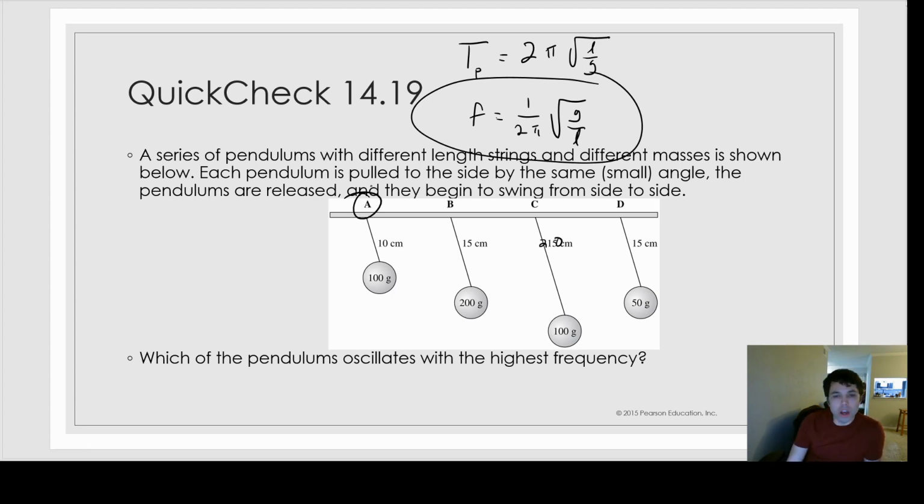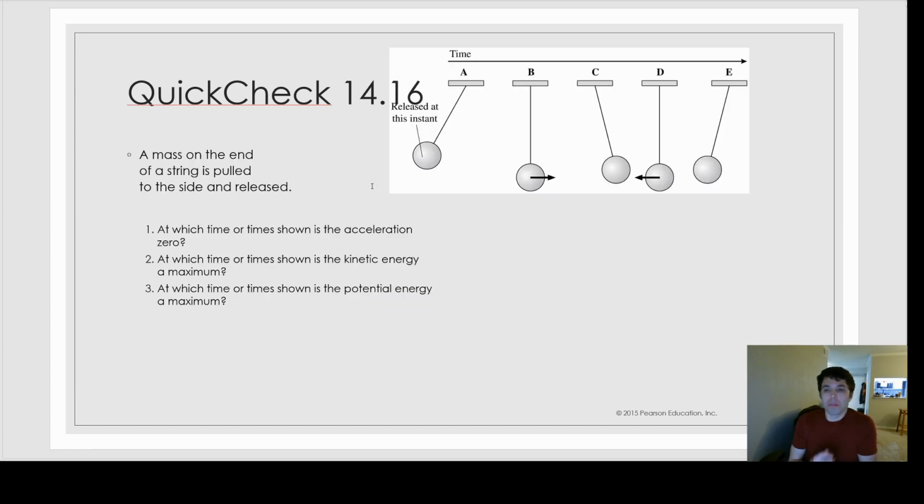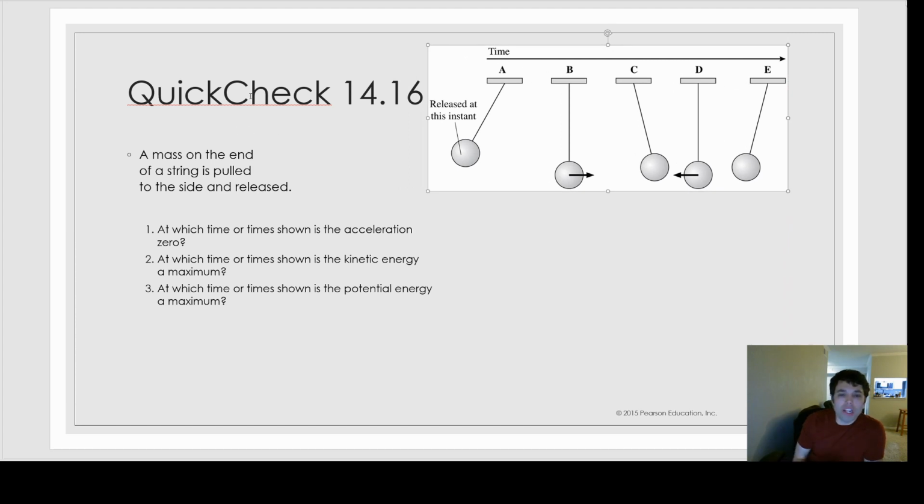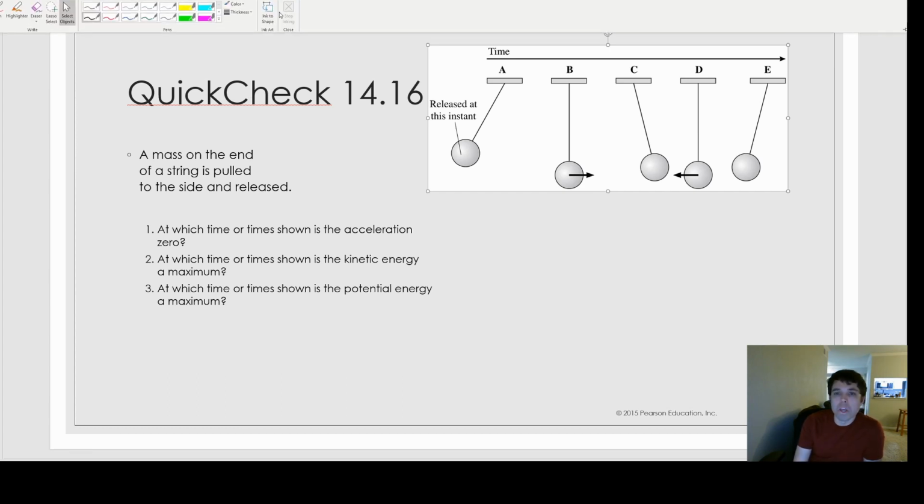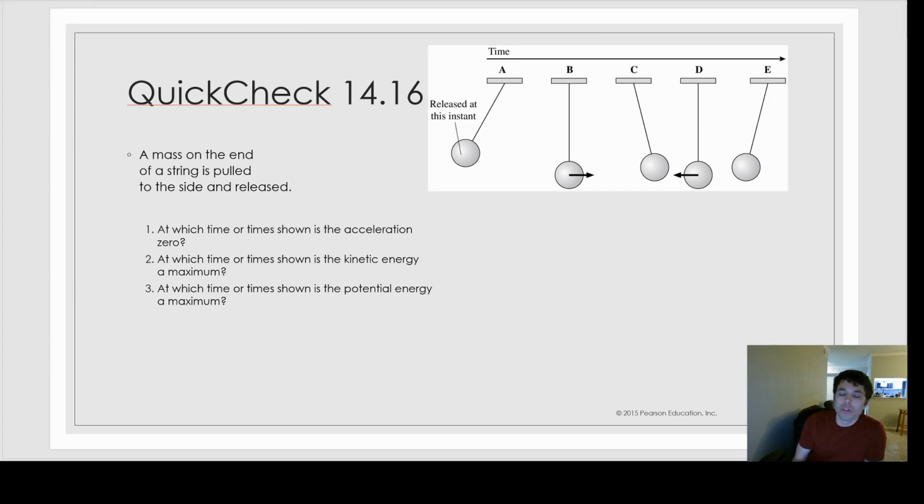All right, last one. This is gonna be it. Promise. Last question. We have a mass on the end of a string that is pulled to the side and released, and so we have these different instances, right? So we have position A, position B, C going the other direction, D, and then E. We had 3 questions in this one. At which time or times shown is the acceleration 0? So I'm going to pause it real quick, answer these, come back.